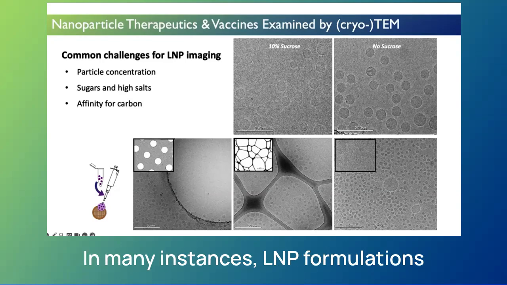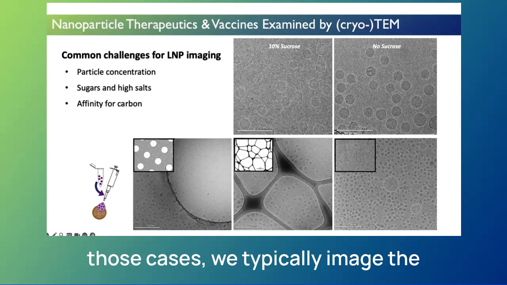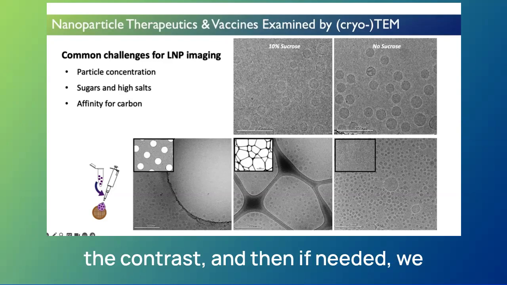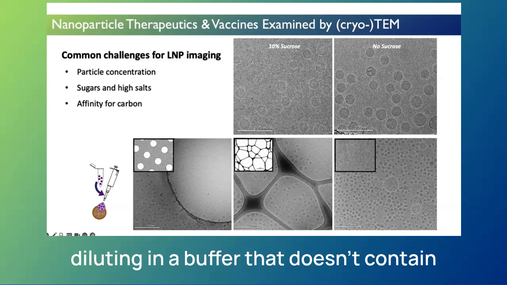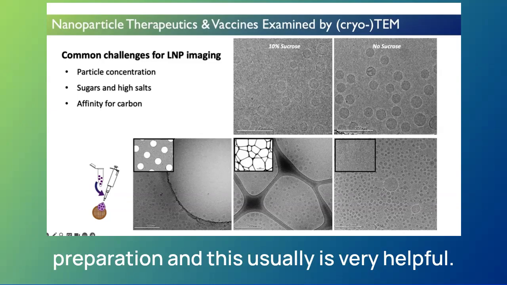In many instances, LNP formulations do contain 10 to 15% sucrose, and for those cases, we typically image the LNPs in high sucrose first, evaluate the contrast, and then if needed, we reduce the sucrose content simply by diluting in a buffer that doesn't contain sucrose immediately prior to grid preparation. And this usually is very helpful.